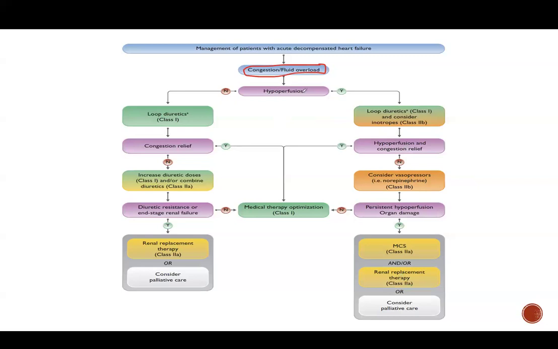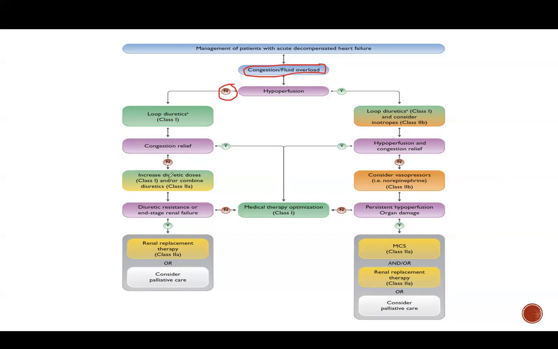Suppose hypoperfusion is absent. That is, the patient is maintaining BP quite well, and there are no signs of hypoperfusion. Then the class 1 recommendation is loop diuretics. You should continue in this case. You should give drugs only for relieving the congestion. Once congestion is relieved, then you should optimize the medical therapy.